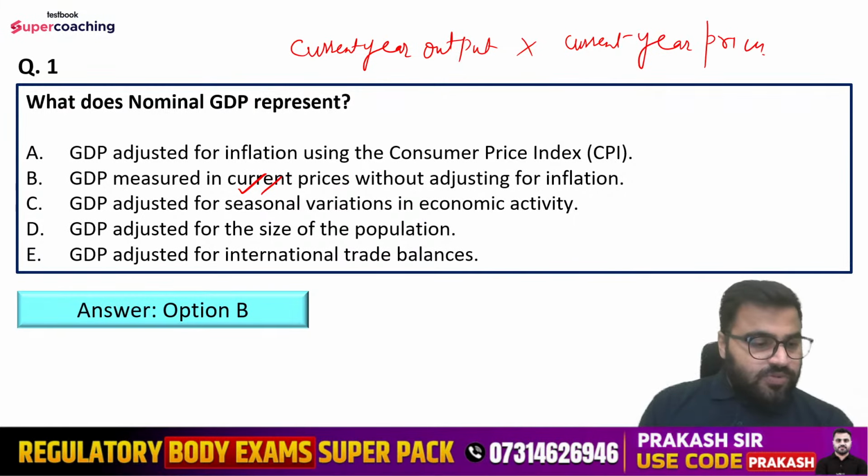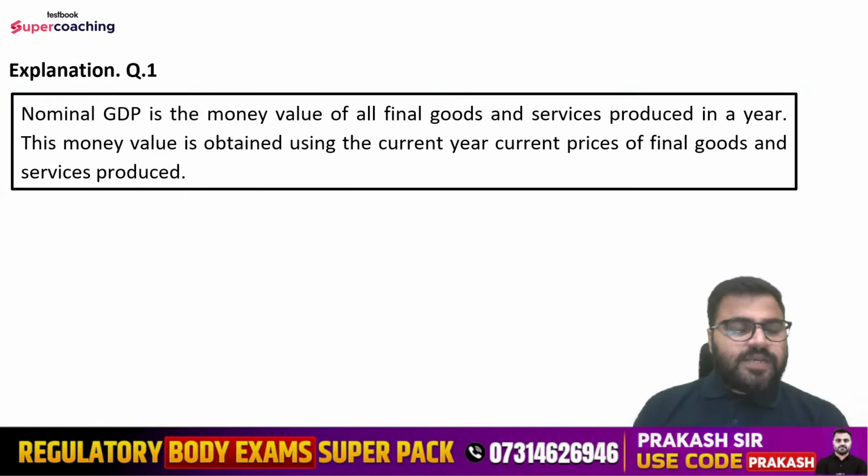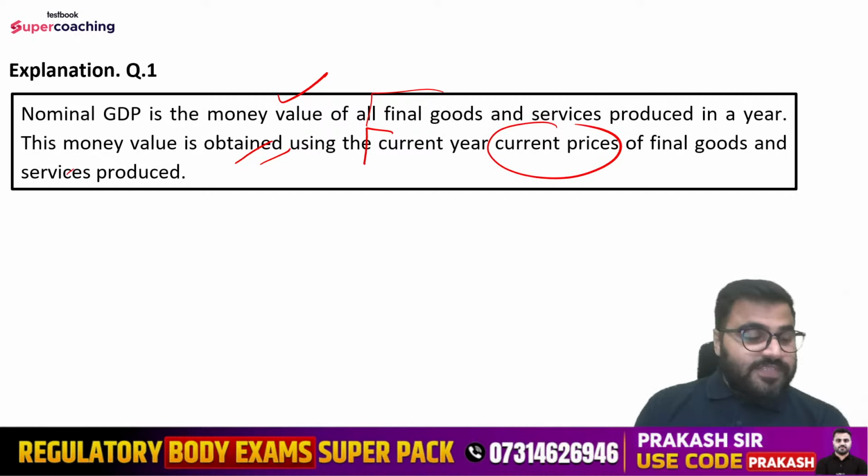Yes, so Shasti is saying option number A. Option number B is the right answer. Right, so here you can see nominal GDP is the money value of all final goods and services produced in a year. This money value is obtained using the current year current prices of final goods and services produced. So यहाँ पे current year का output, and that is multiplied with the current year prices.